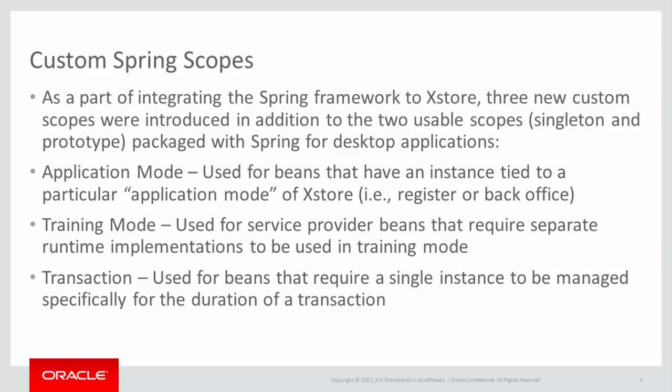But to pull that off, XStore has always had to have separate instances of some core foundational classes like the opchain processor, because the opchain processor managed by the back office needs to retain its state while the user goes on into the register. So in XStore, when you're looking at the Spring configurations, when you see beans that are tagged with the application mode scope, that's pretty much what they're there for, so that you can have one instance used in the back office and one instance used in the register.